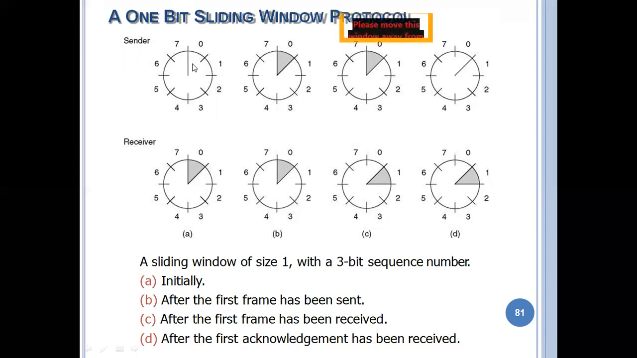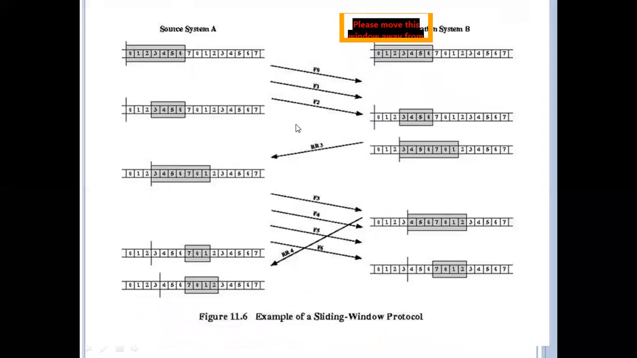First initialization, next the first frame has been sent, now the first frame has been received, next an acknowledgement is back from the receiver side to the sender side. That one is the fourth one.